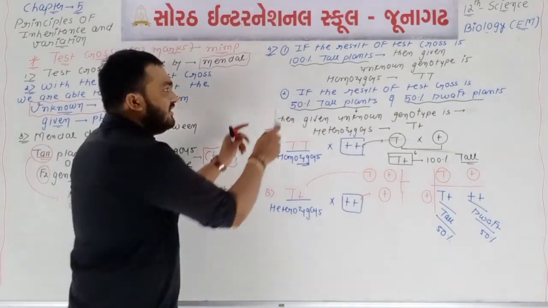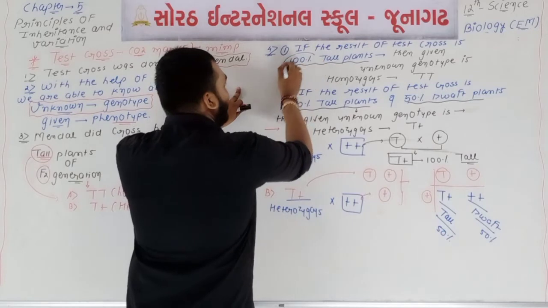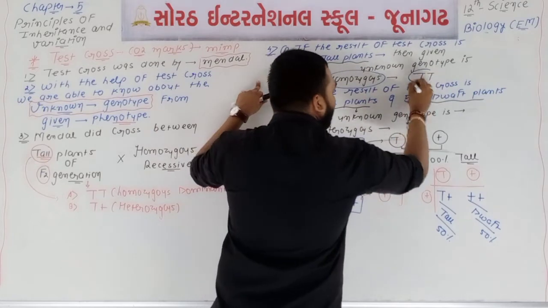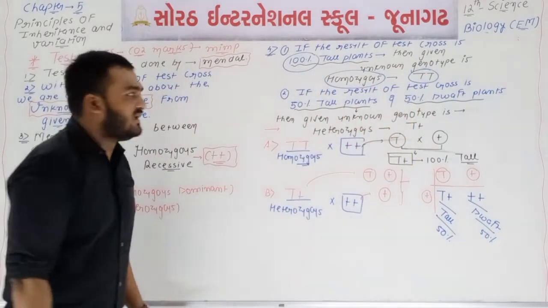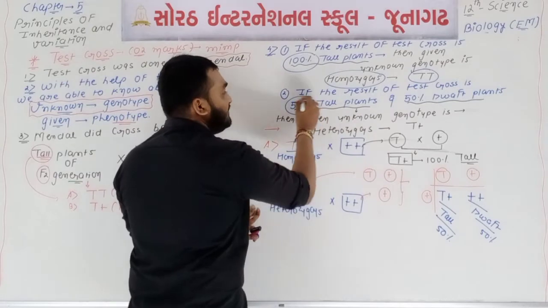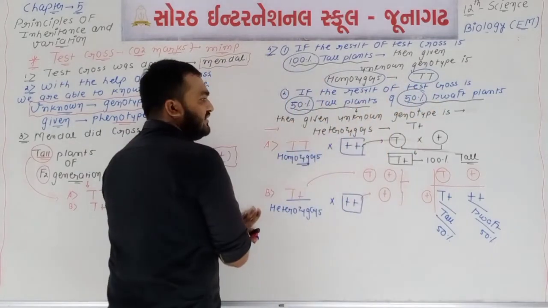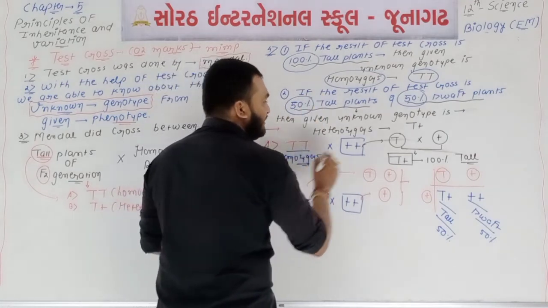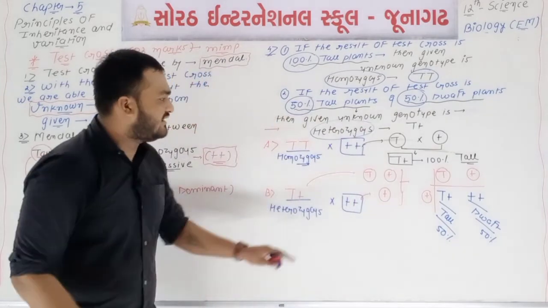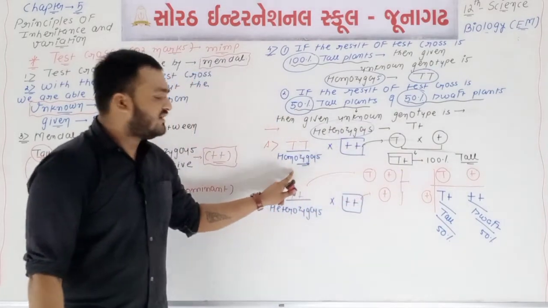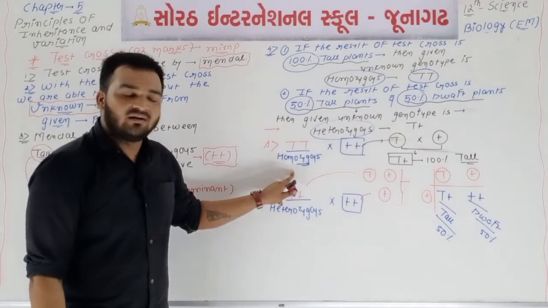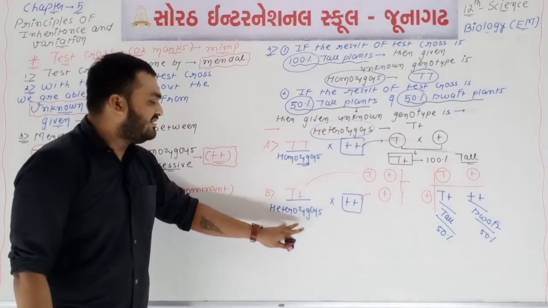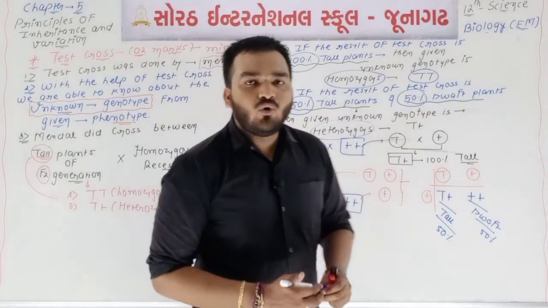Again, if the result of test cross is 100% tall plants, then the given genotype is homozygous. Homozygous means both alleles are the same. And if the result of test cross is 50% tall and 50% dwarf, meaning 50% dominant and 50% recessive, then the given unknown genotype will be heterozygous. Here the result is 100% tall, the unknown genotype will be capital T capital T. The result is 50% tall and 50% dwarf, then the unknown genotype will be heterozygous. So it is all about the test cross.